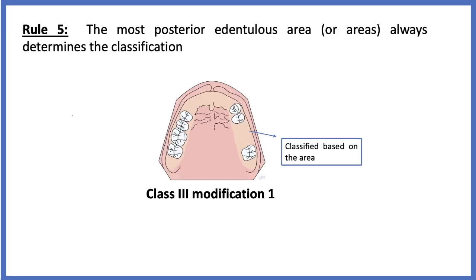Rule 5 states that the most posterior edentulous area or areas always determine the classification. In this example, there are 2 edentulous areas, but the posterior one will determine the classification, so this is an example of Class 3 Modification 1. Modifications will be discussed in the next rule.